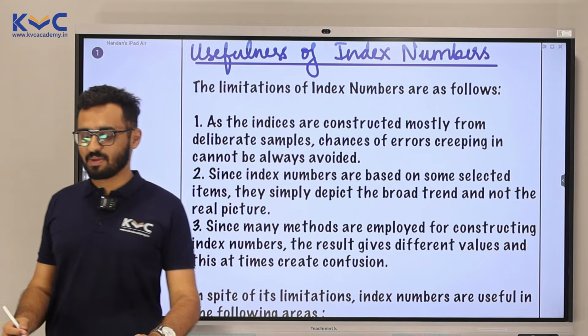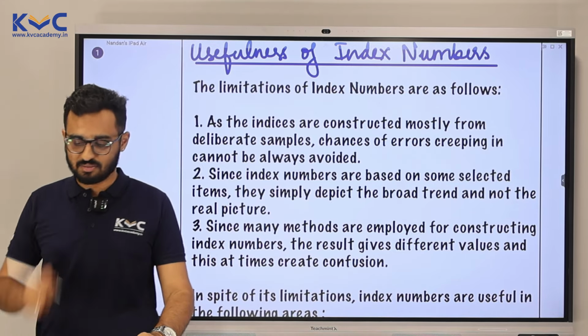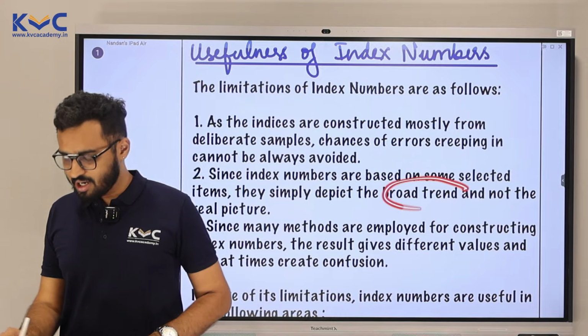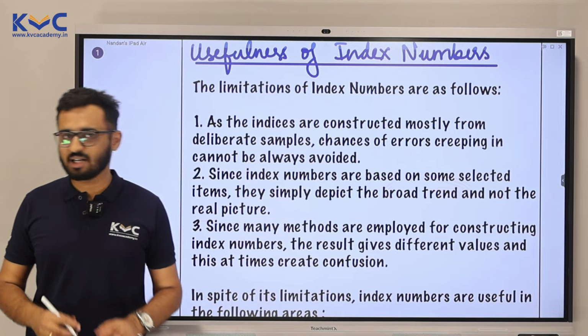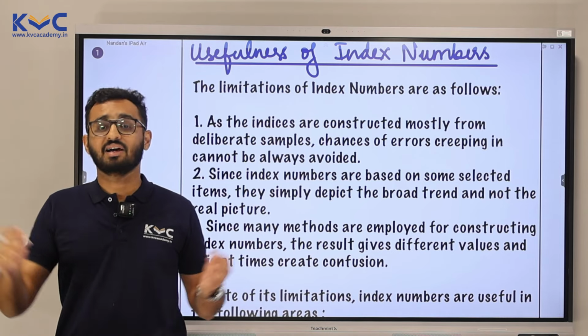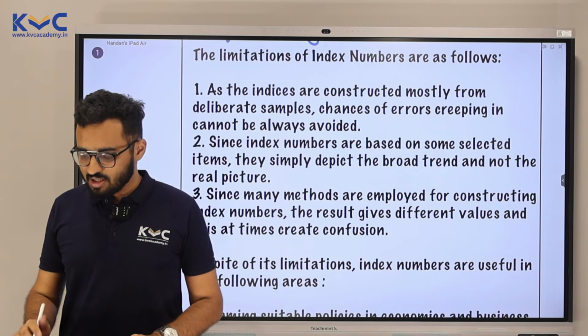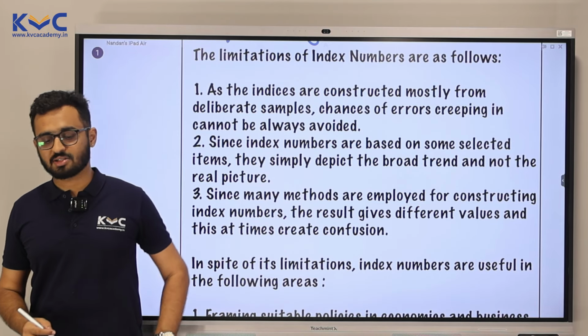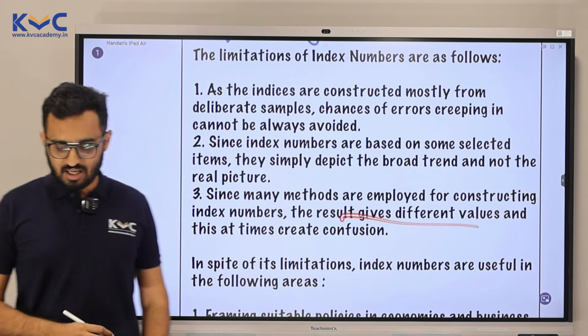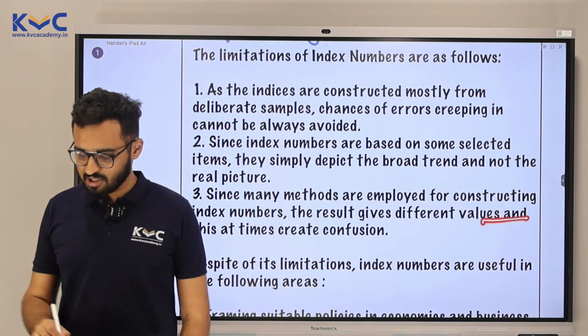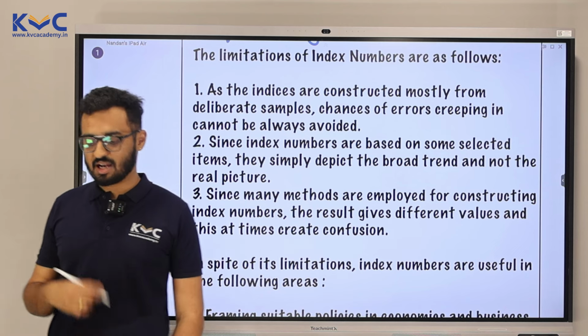Since index numbers are based on some selected items, they simply depict the broad trend and not the real picture. They just give you a broad trend, it is not the real picture. Since many methods are employed for constructing index numbers, the result gives different values, and this at times creates confusion.